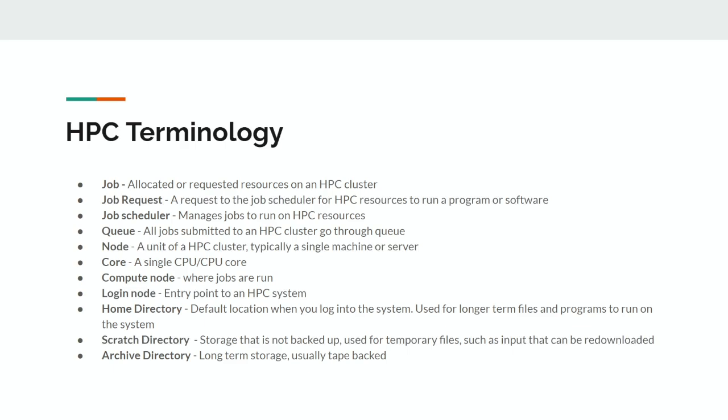So then you have specific types of nodes. One is a compute node. These are the nodes where the jobs are actually run. You won't be able to log in directly to these. Usually you have to put in your job request and then you'll get access to it. And generally you don't ever log into one of these directly, but there are some exceptions.